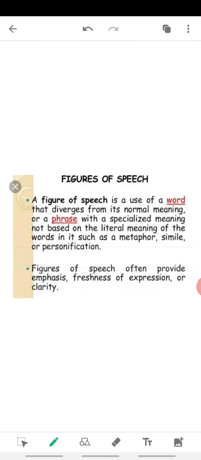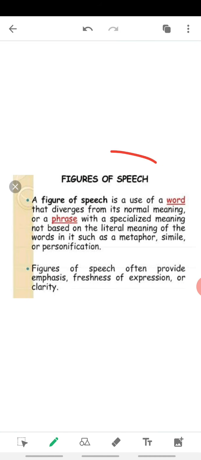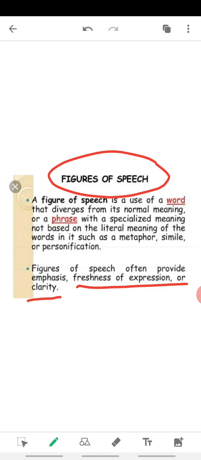So what are figures of speech? A figure of speech is a use of a word that diverges from its normal meaning. That means it is not the exact meaning of what is going to be said. It is something with a specialized meaning. Figures of speech often provide emphasis, freshness of expression, or clarity.